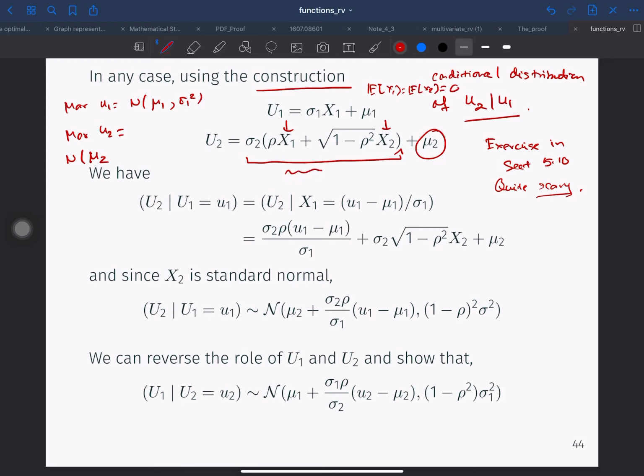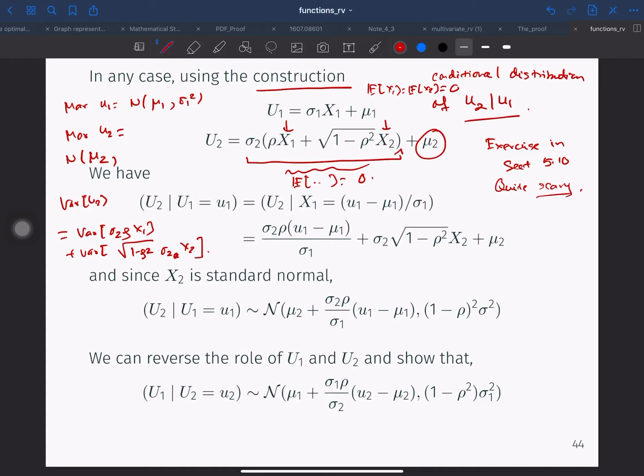So the expected value of this part is going to be 0. Therefore, no more mean mu2. And now the variance will be, because they're independent, the variance of sigma 2 rho x1 plus the variance of sigma 2 square root 1 minus rho squared x2.